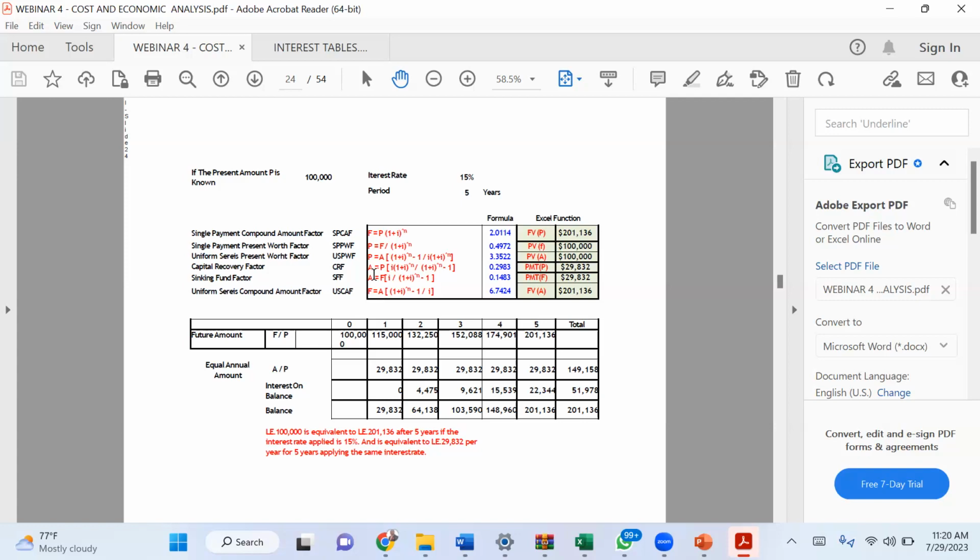Do you prefer me to give you 100,000 in 5 years' time, or I give you 29,832 every year? A layman would say 29,900, which is almost 30,000, times 5 will be around 150. Why will you give me 100,000? Because of time value of money.